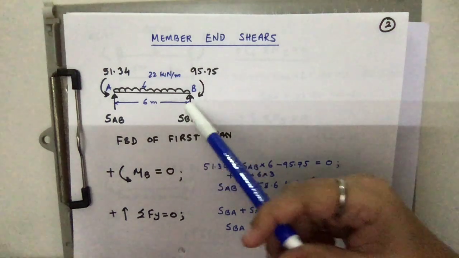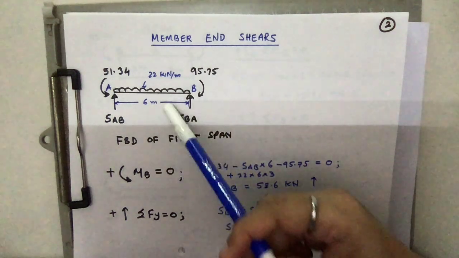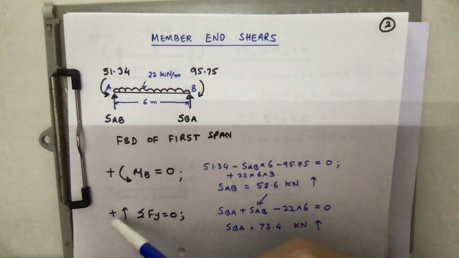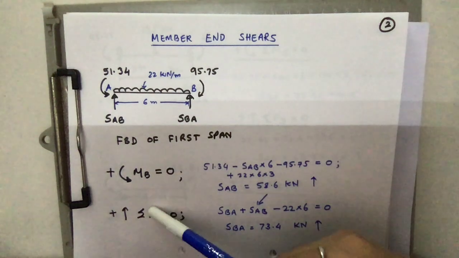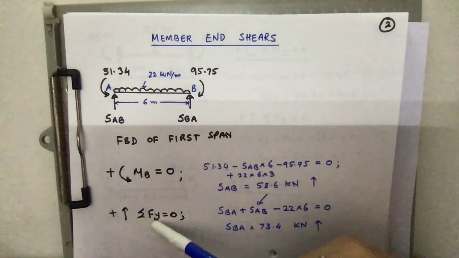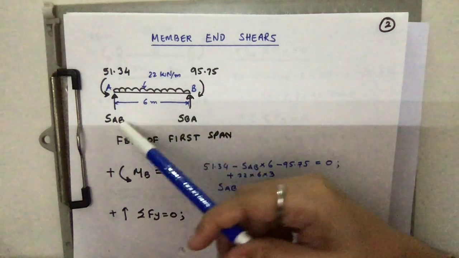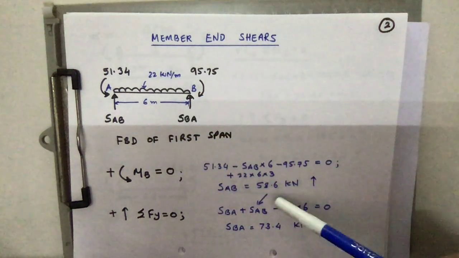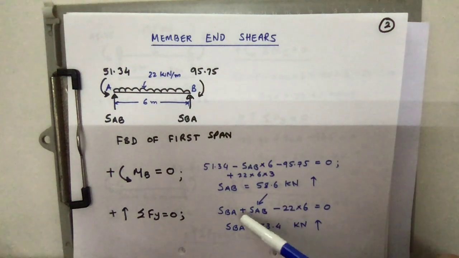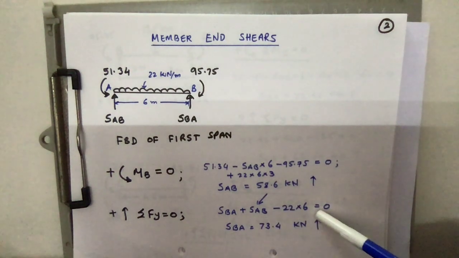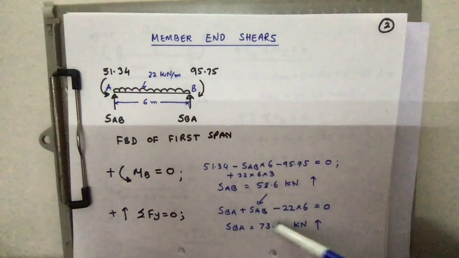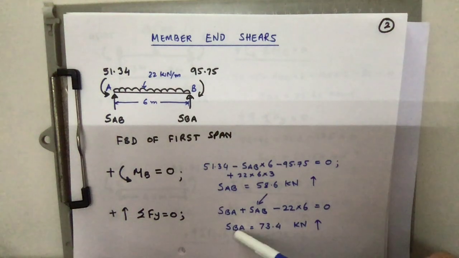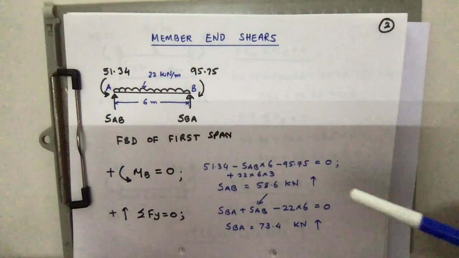And the remaining value of SBA will be obtained by considering the vertical force equilibrium equation. The summation of these two reactions as well as the load, whatever vertical loads and vertical reactions are acting, we have to include in this equilibrium equation, and in the process we are getting SBA.